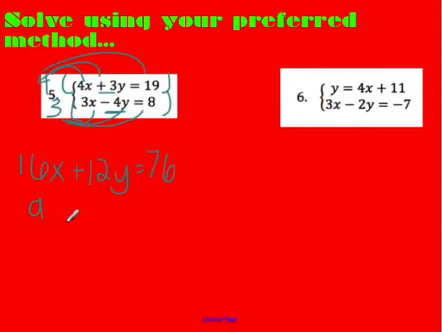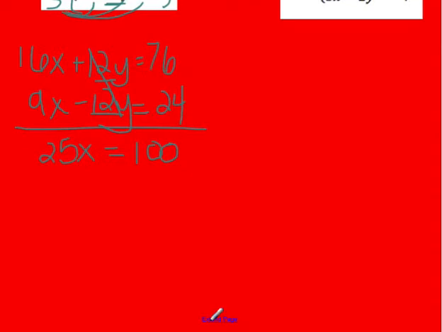3 times 3 is 9. 3 times 4 is 12. And 8 times 3 is 24. So now I notice that I have opposite signs, so these guys are going to cancel. 16x plus 9x is 25x. And 76 plus 24 is going to be 100. So now we have that 25x is equal to 100.